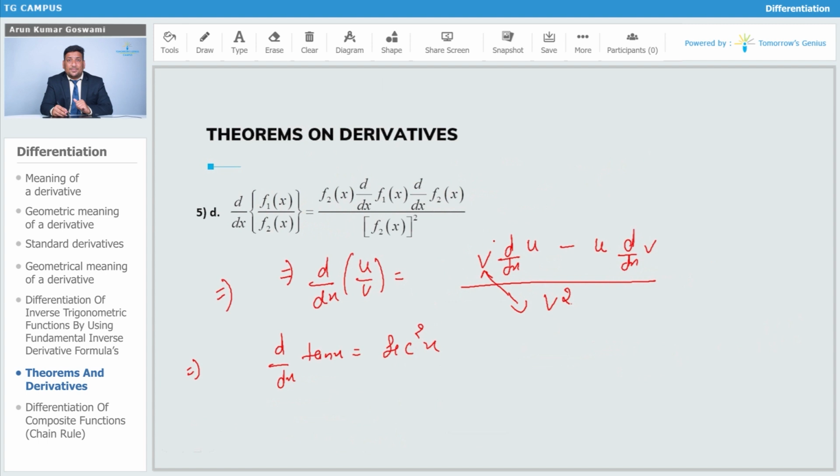Sometimes students will just replace u and v, and that is really wrong. And sometimes they will make mistakes in plus and minus here also. So please take care about these things and apply this theorem, or we can say this quotient rule, and solve the problem.